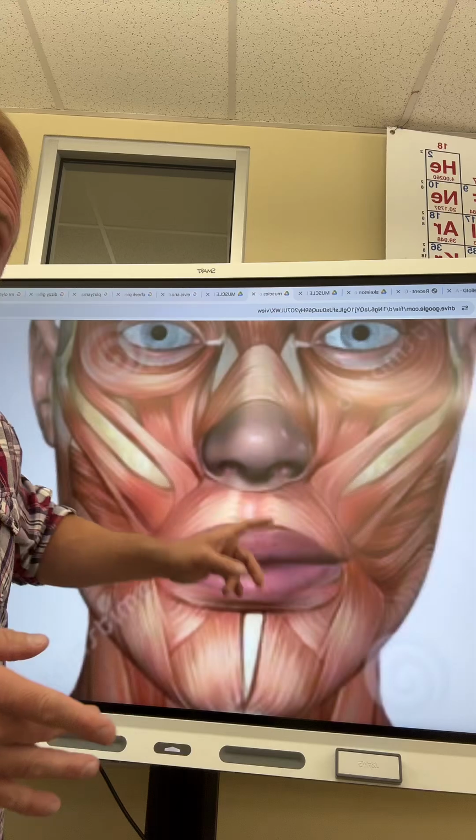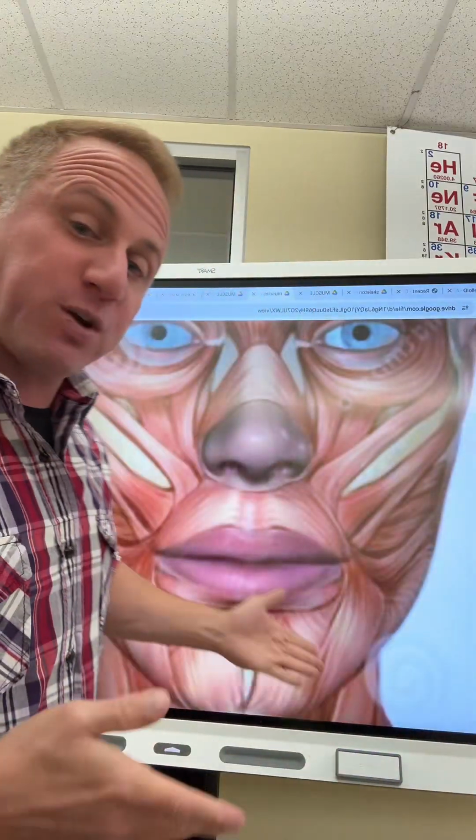The orbicularis oris. It allows your mouth to go, ooh. So you can just simply squinch up, ooh, and you can now kiss. And so now this is going to squinch your lips together like that. Now, that's one muscle that's going to squinch it up together like that.